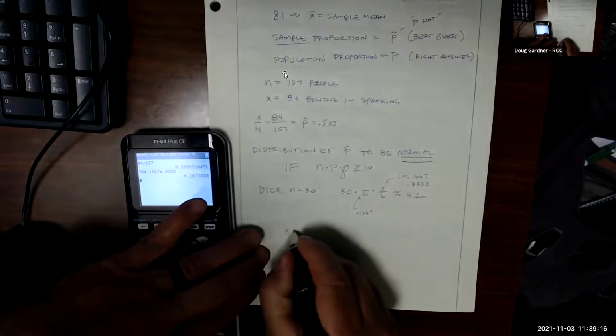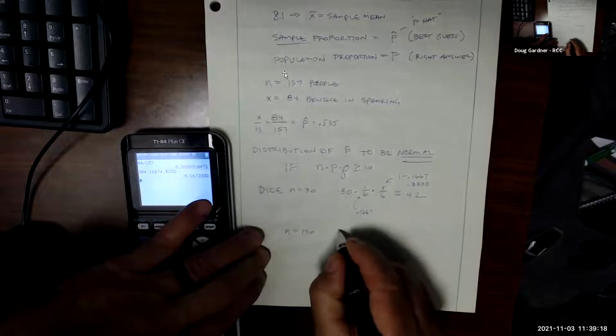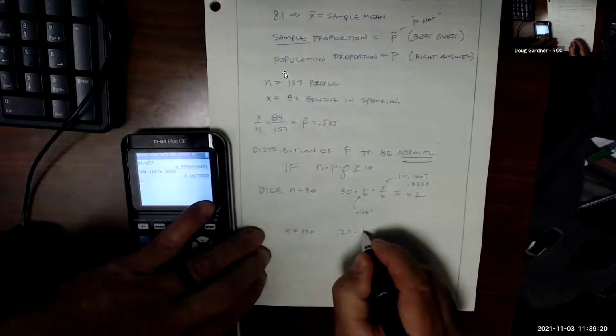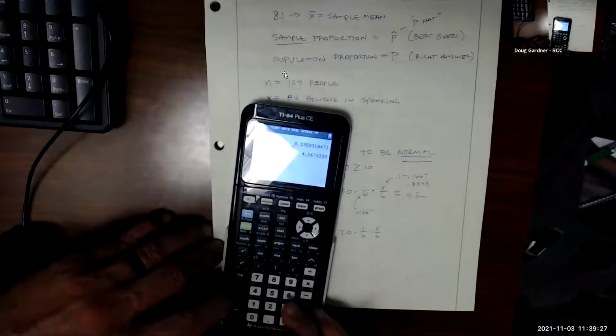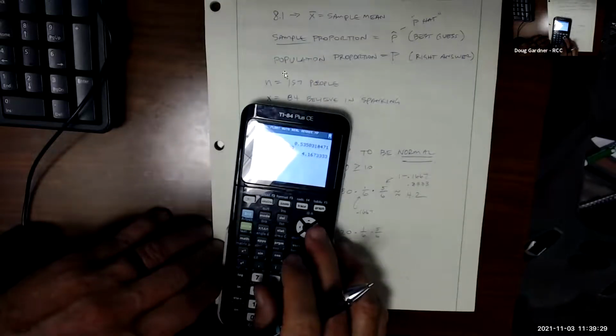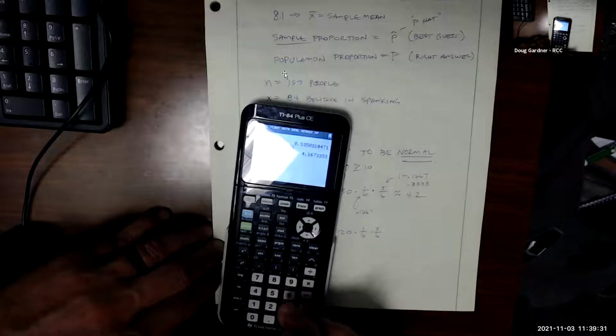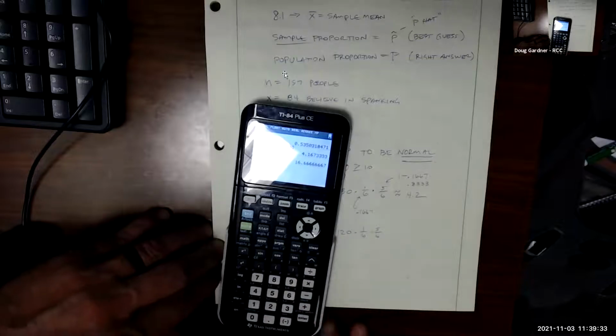What about n equals 120? Well, that'd be 120 times 1/6 times 5/6. I'll type it in that way this time. 120 times 1/6 times 5/6. Ah, 16.